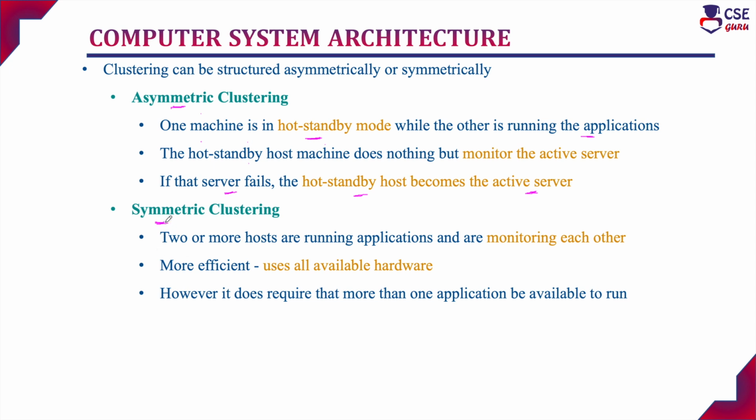And in symmetric clustering, there are two or more hosts running applications and monitoring each other. Both the hosts will run the applications and both the hosts will monitor each other. Whenever there is a failure, the other host will take up the job. So that is called symmetric clustering. So here the hosts, that is the machines, will be efficiently utilized. But in asymmetric clustering, one machine will be in hot standby mode. This machine actually will not do any work. So here efficiency will be degraded, right? And symmetric clustering is more efficient since it utilizes the available hardware.